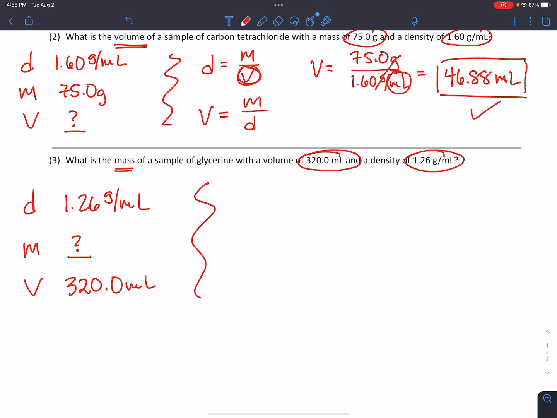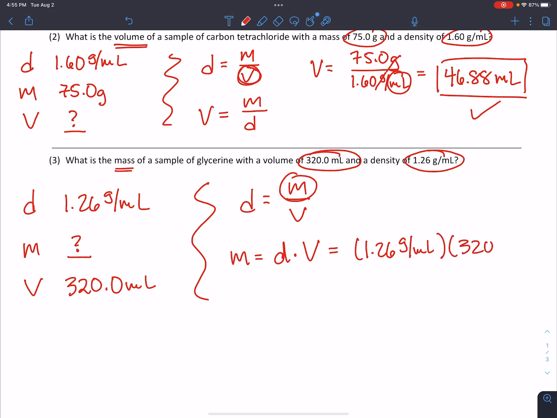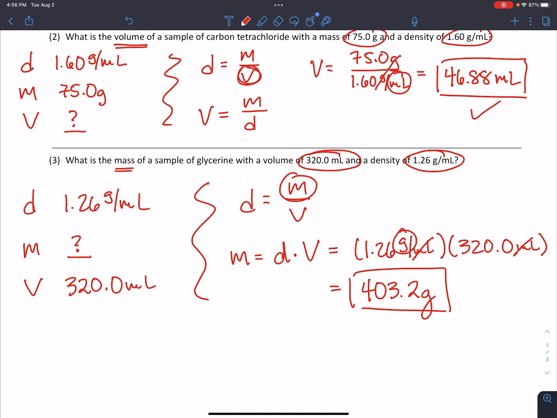All right, so we use our formula. Density is mass over volume, but this time we're looking for mass, and mass is going to be equal to density times the volume. So we plug in our values, 1.26 grams per milliliter for the density, 320 milliliters for the volume. We get out our calculators, plug everything in, and we find that our sample has a mass of 403.2 grams. Now if we look at our units, the milliliters are going to cancel. We're going to be left with the gram. And since the problem doesn't specify a particular unit, we can leave it in grams.